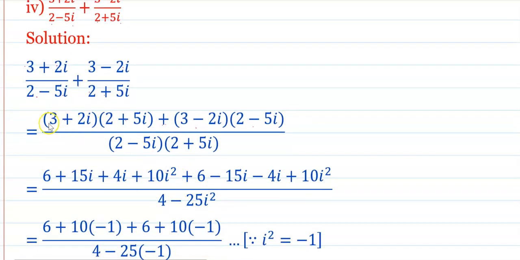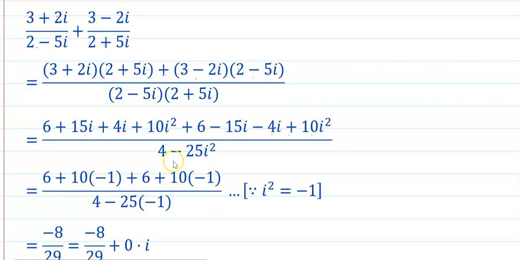Okay. Now the multiplication of these two brackets and again these two brackets. Normal multiplication, 3 into 2 you are getting 6. 3 into 5I, 15I. 2I into 2, 4I. 2I into 5I, 10I square. Again 3 into 2, 6. 3 into minus 5I, minus 15I. Minus 2I into 2, minus 4I. This minus and minus will become plus 10I square.